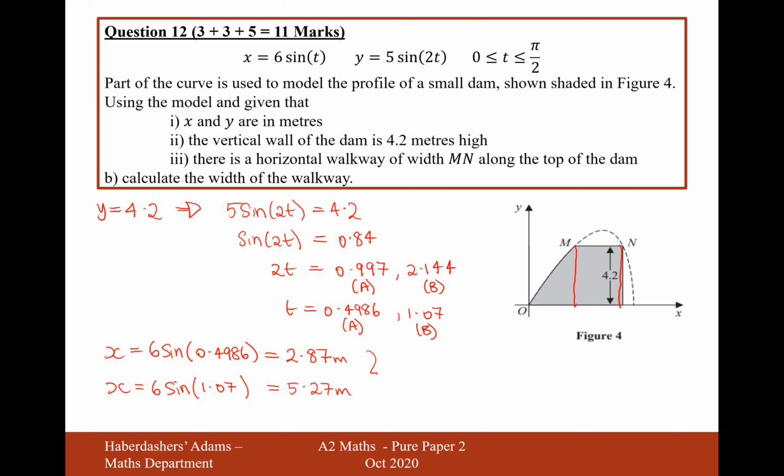So therefore the width of the wall, width is one take away the other, so we'll do answer minus 2.87, but I'll probably write it as 6 sine A, always looking to get my answers as accurate as I possibly can, and that gives me actually exactly 2.4. Even when I've used these super accurate answers here, the width of the wall is 2.4.